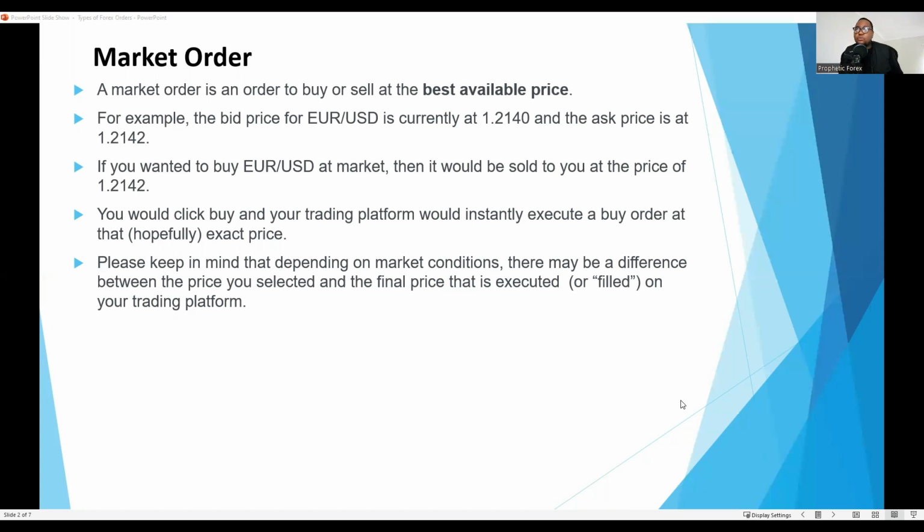Then if you wanted to buy at the current market price, you would buy at that price of 1.2142. Again, if you decide to click buy on your trading platform, it will instantly execute at the ask price. We buy at the ask price, we sell at the bid.